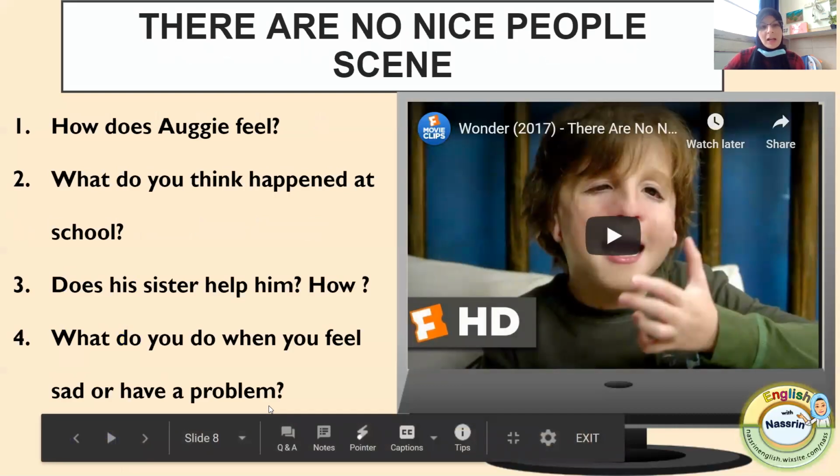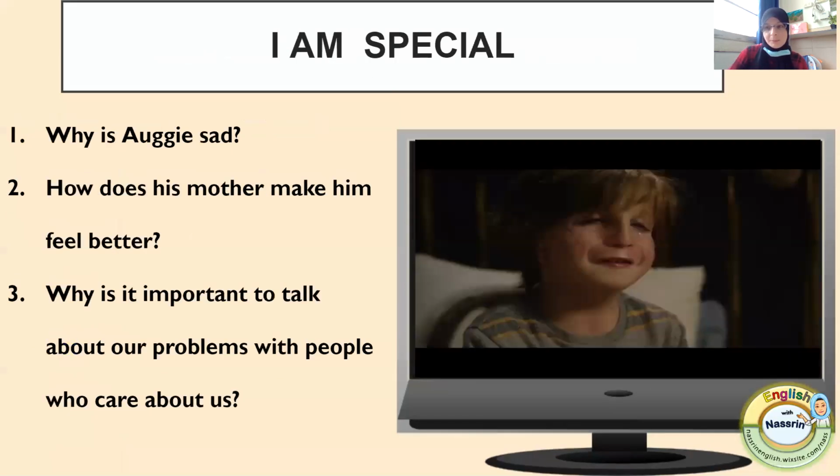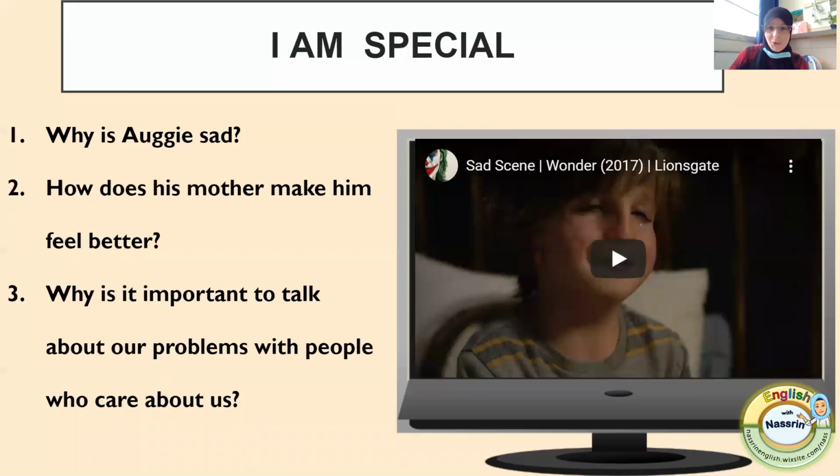And then you have the "There Are No Nice People" scene, where we have Augie talking about a problem he faces, and of course he's a victim of bullying here, and we talked about things that Augie goes through and his feelings and what he does to feel better and so on. And then the "I Am Special" scene, where Augie talks to his mother following the incident of being bullied at school, and how his mother makes him feel better. And we talk about why it's important to talk about our problems with people who care about us.